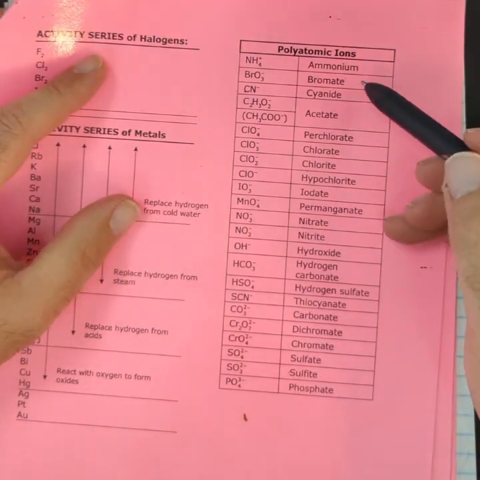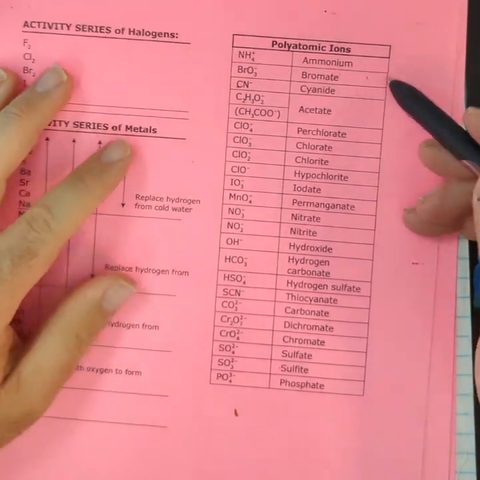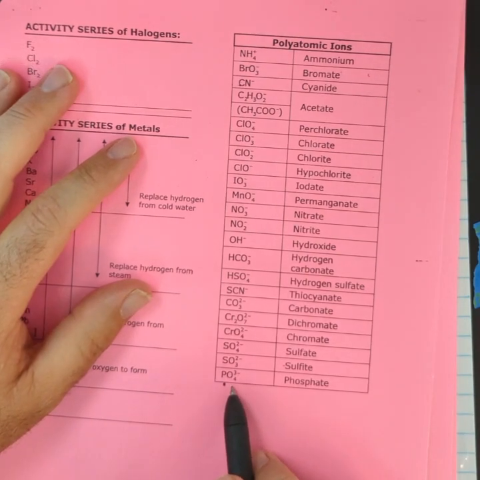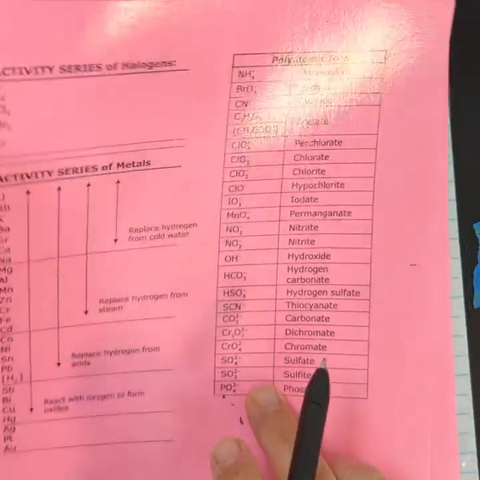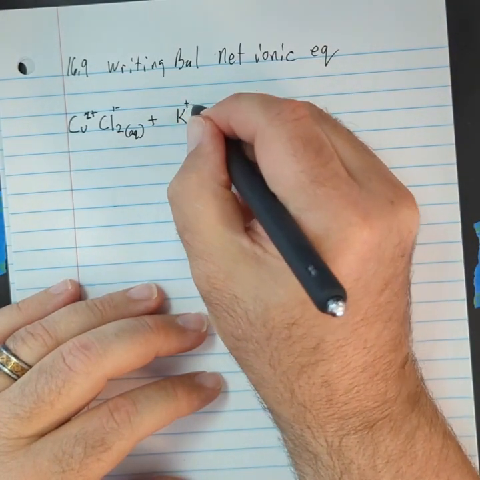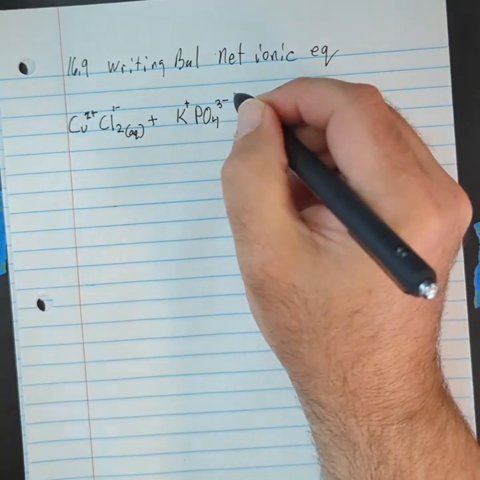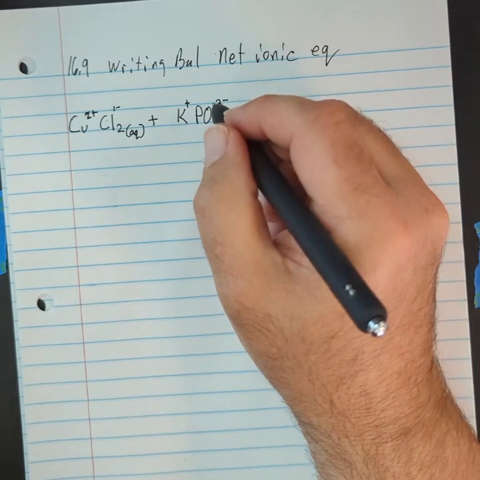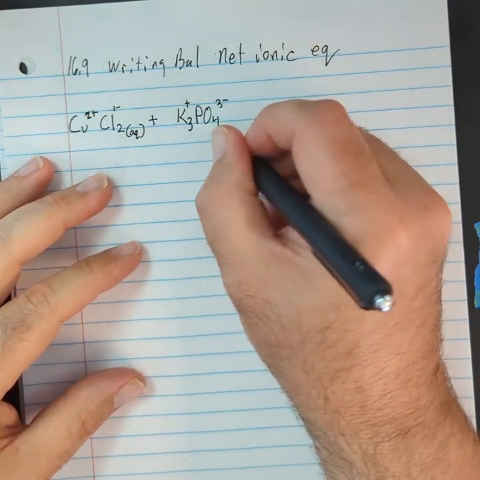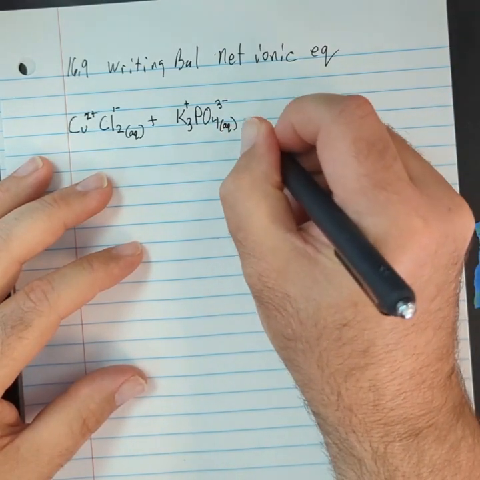And remember, phosphates are a polyatomic ion. All right, so phosphate is down here. Hopefully you can see it in the video, but it's PO4 3 minus. So potassium phosphate would be K, which is a 1 plus, and PO4, which is a 3 minus. So that means we need 3 potassiums to balance out the 1 phosphate. And that's also aqueous.